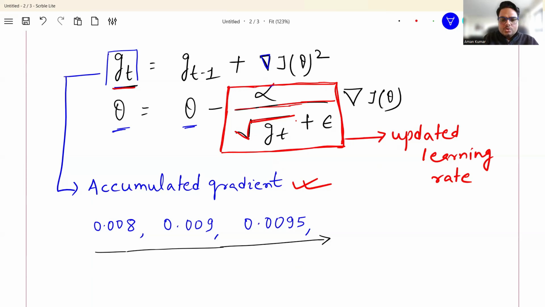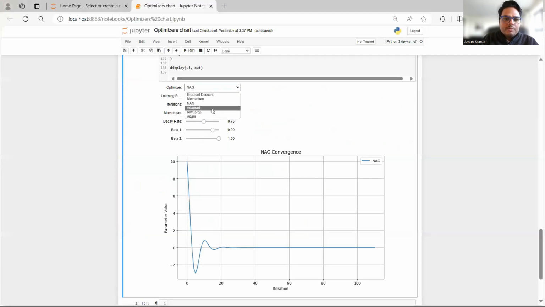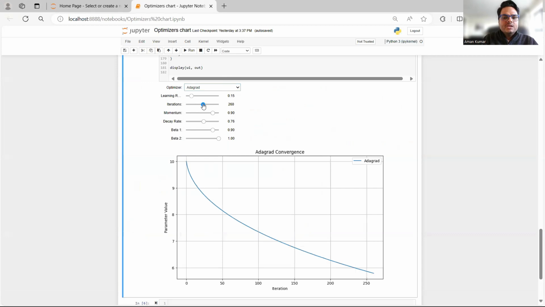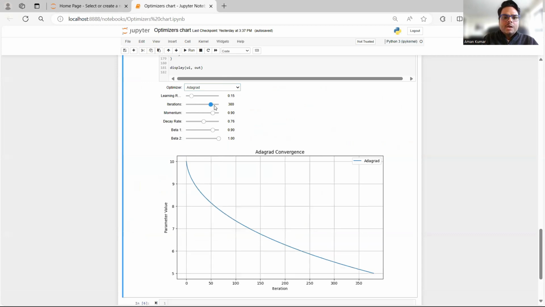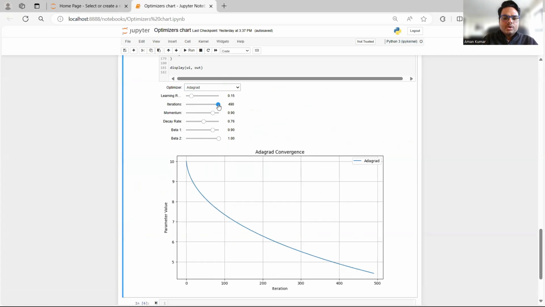So let me go to this chart here and try to show you. For example, I'm taking Adagrad here, okay? As you can see here, it is coming from 10 to around 7.5, and it took 100 iterations. Let me increase the number of iterations. I'm increasing it to 260, then 380, then 440, then 490 or close to 500. Still the convergence to zero has not happened.